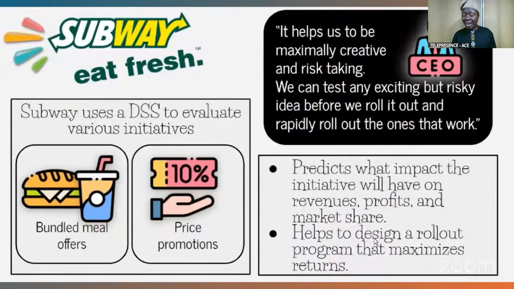We can test any exciting but risky idea before we roll it out, and rapidly roll out the ones that work. For example, you have many ideas. Some people have a prototype of their product and give it to the user. Prototype means the template or the sample product, not the final original product that can be used.